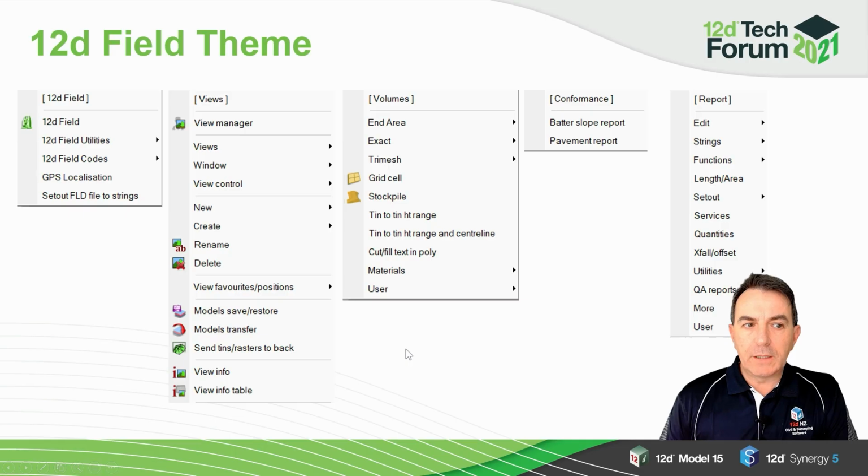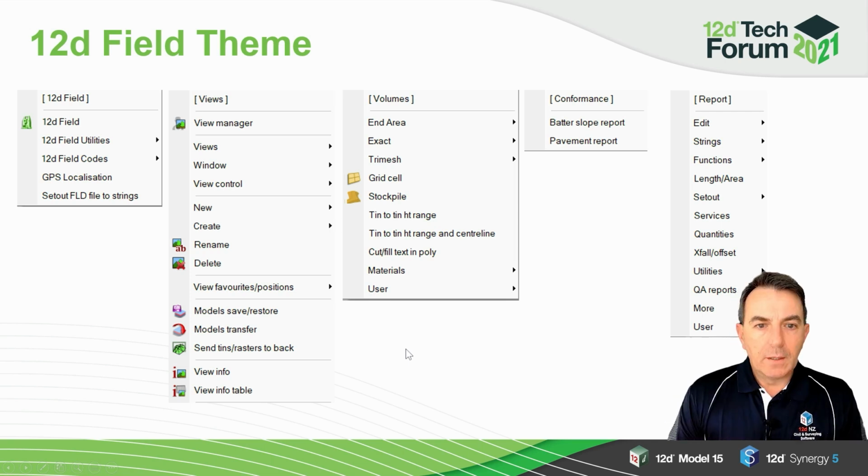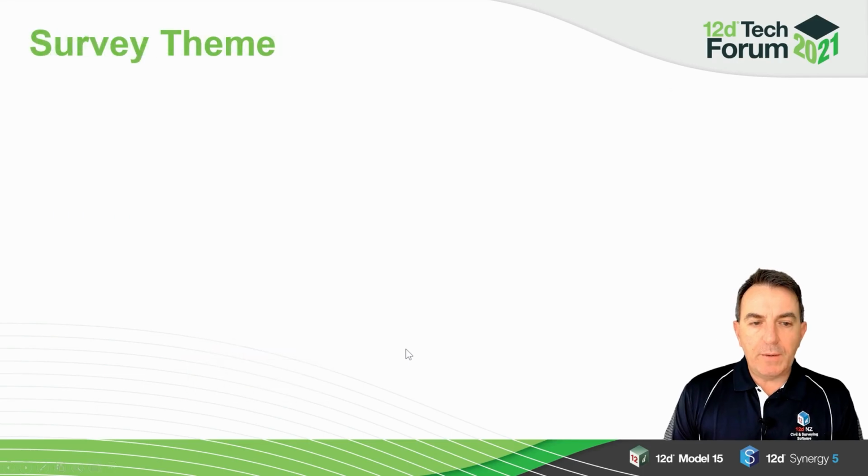So having a look at the different menu options within the 12D field theme, we've got the top menus, 12D field. We've got views, because they're always important when you're working out on your tablet or out in the field. We've got the volumes. We've got the conformance on its own top level menu. And that's pretty much all that you're going to need to see. The idea is to have it pretty much uncluttered and easy to find. Okay, next we're going to have a look at the survey theme.